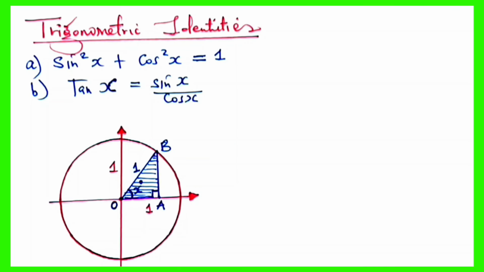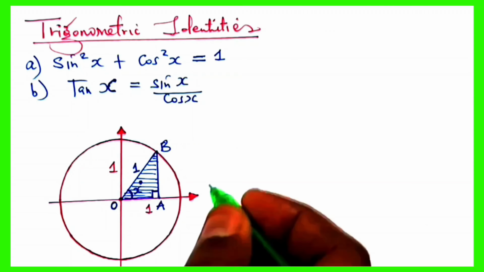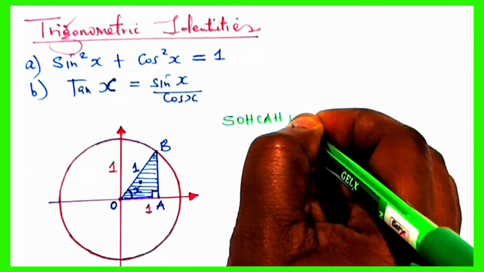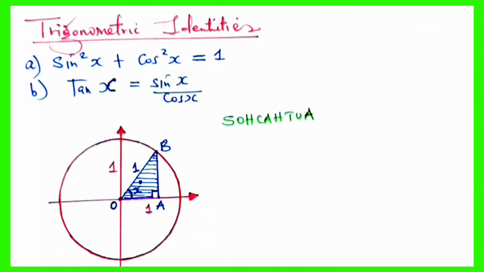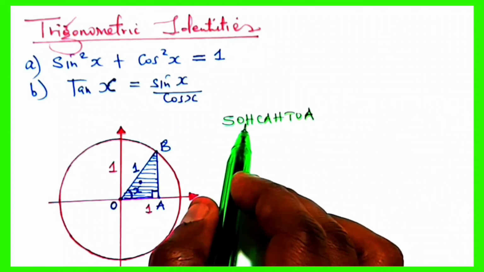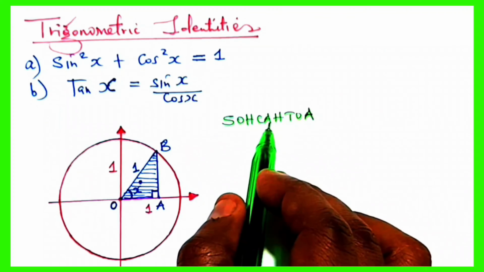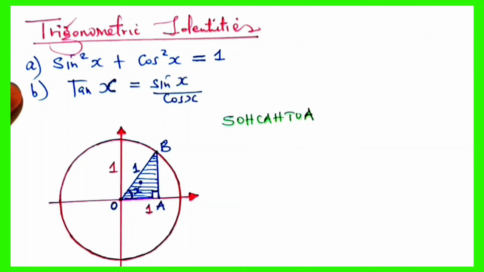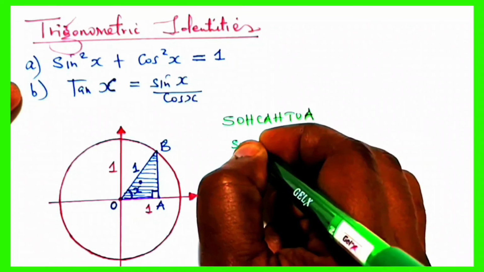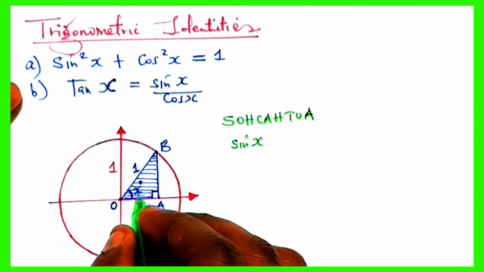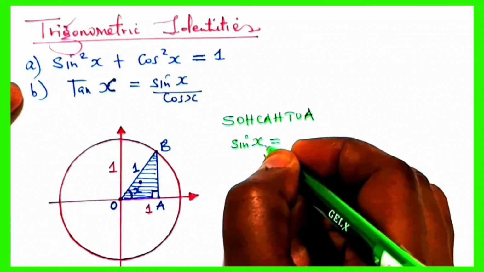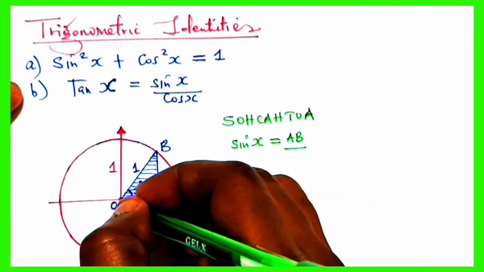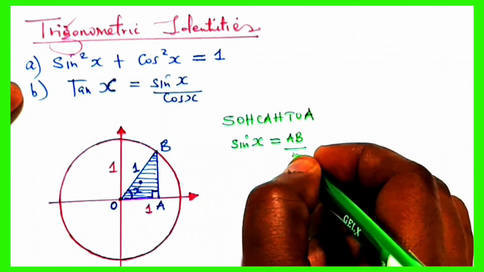Therefore, considering the laws that apply to a right angle triangle, we've got the SOHCAHTOA, where we talk of sine will be equal to opposite over hypotenuse, the cosine will be equal to adjacent over hypotenuse, and the tangent will be equal to the opposite over the adjacent. So we are going to consider here that sine x degrees, the angle here, will be equal to the opposite, which is AB, divided by the hypotenuse, which is OB.